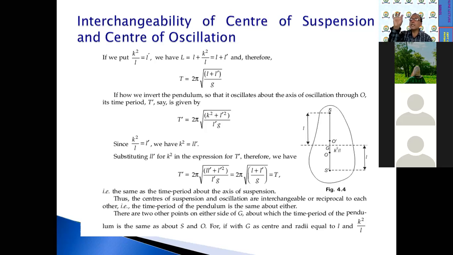नहीं. तो आप किसी के भी अतराफ लटका सकते थे. तो सेंटर ऑफ सस्पेंशन कैन बिकम द सेंटर ऑफ ऑसिलेशन एंड सेंटर ऑफ ऑसिलेशन कैन बिकम द सेंटर ऑफ सस्पेंशन. यानी कि सेंटर ऑफ सस्पेंशन ऑसिलेशन बन सकता है और सेंटर ऑफ ऑसिलेशन सेंटर ऑफ सस्पेंशन बन सकता है. लेकिन कब बनेगा? When it is possible practically, when the time period of the pendulum about S or about O, it should be equal to same for both one.